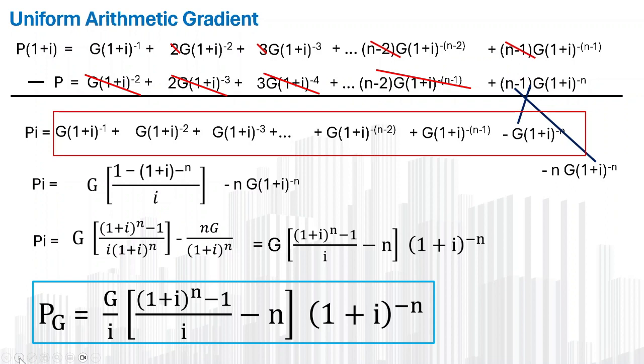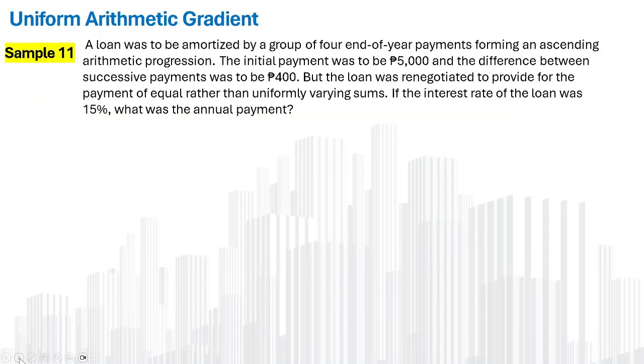There. So ito, PG equals G over i, or sometimes G times 1 over i, then 1 plus i raised to negative n minus 1 over i minus n, multiplied by 1 plus i raised to negative n. Okay. Let's try to use it para at least magamit yung equation na yan.